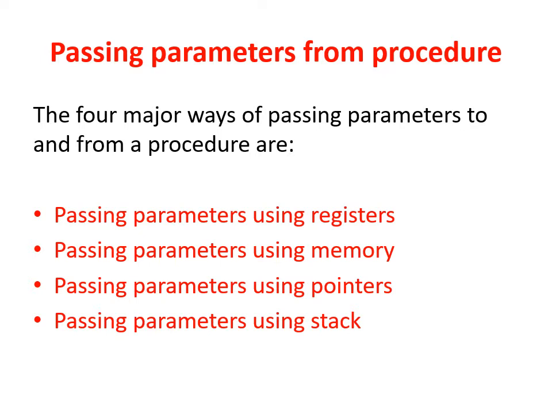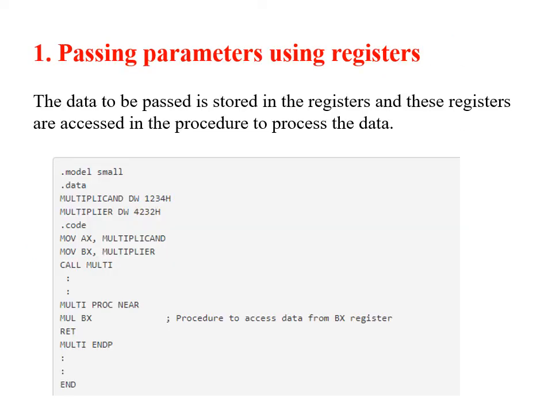If you have to pass parameters to a procedure, in the previous case it was a procedure without any parameters, but there are scenarios where we want to pass some parameters to the procedure. And there are four major ways of passing parameters to a procedure. The first one, passing parameters using registers, then using memory, using pointers, and using stack. Let's see one by one.